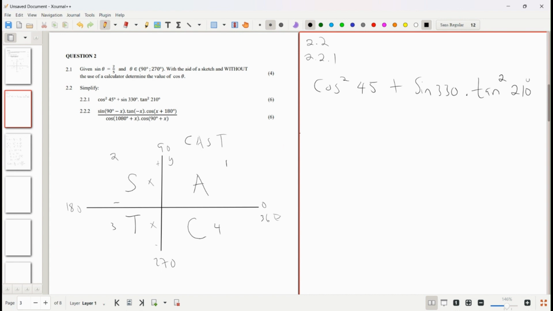We'll leave cos squared 45 for now. Let's first deal with sine 330. Sine 330 can be written as 360 minus 30, right?